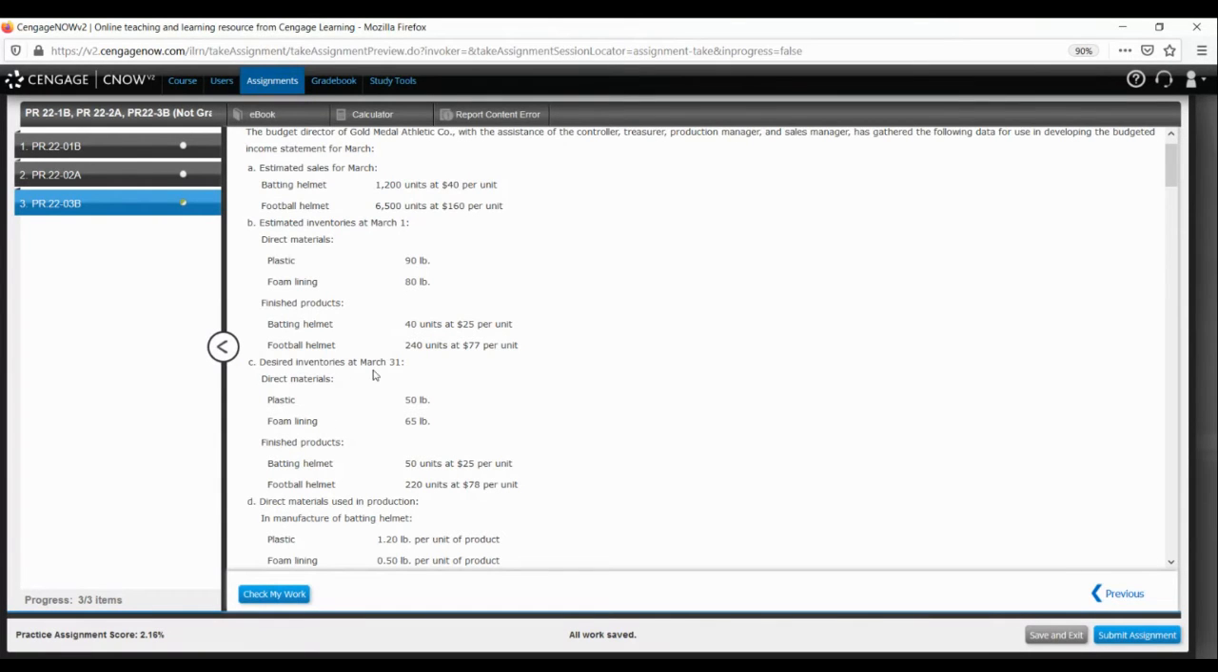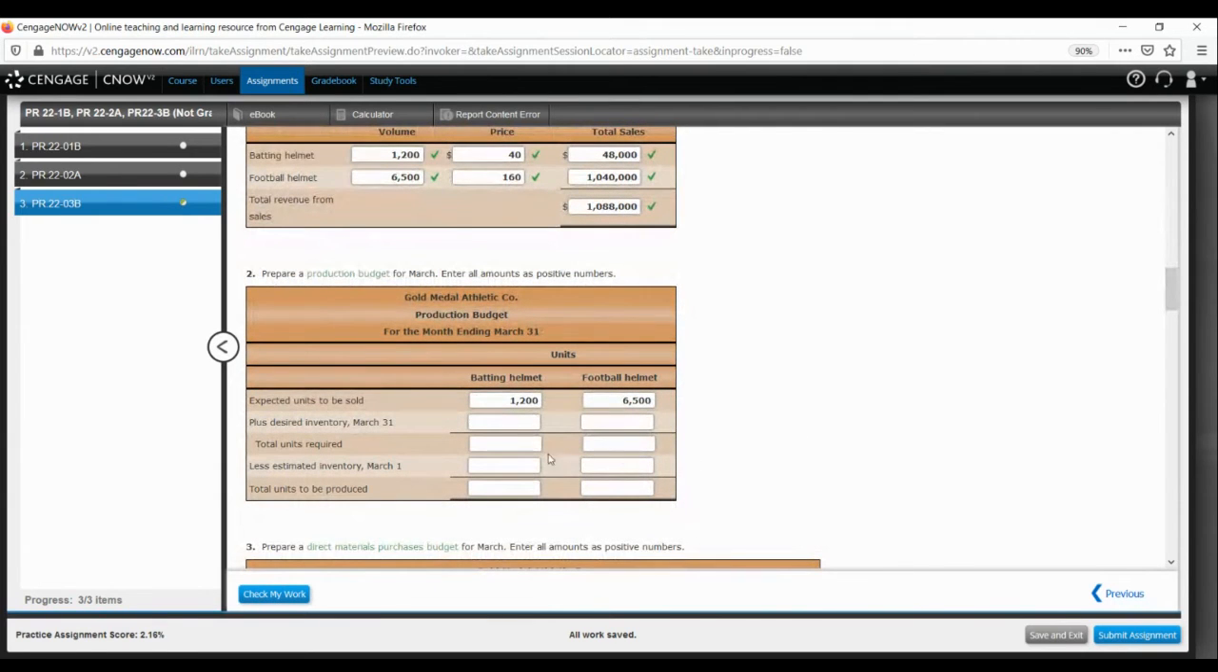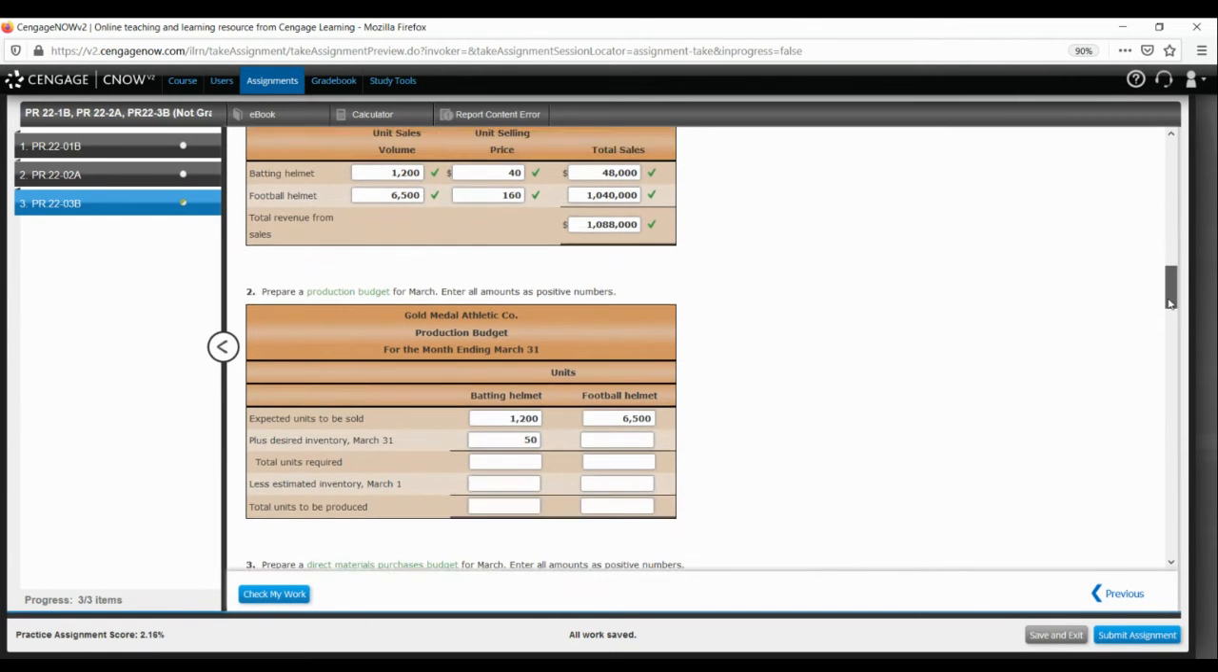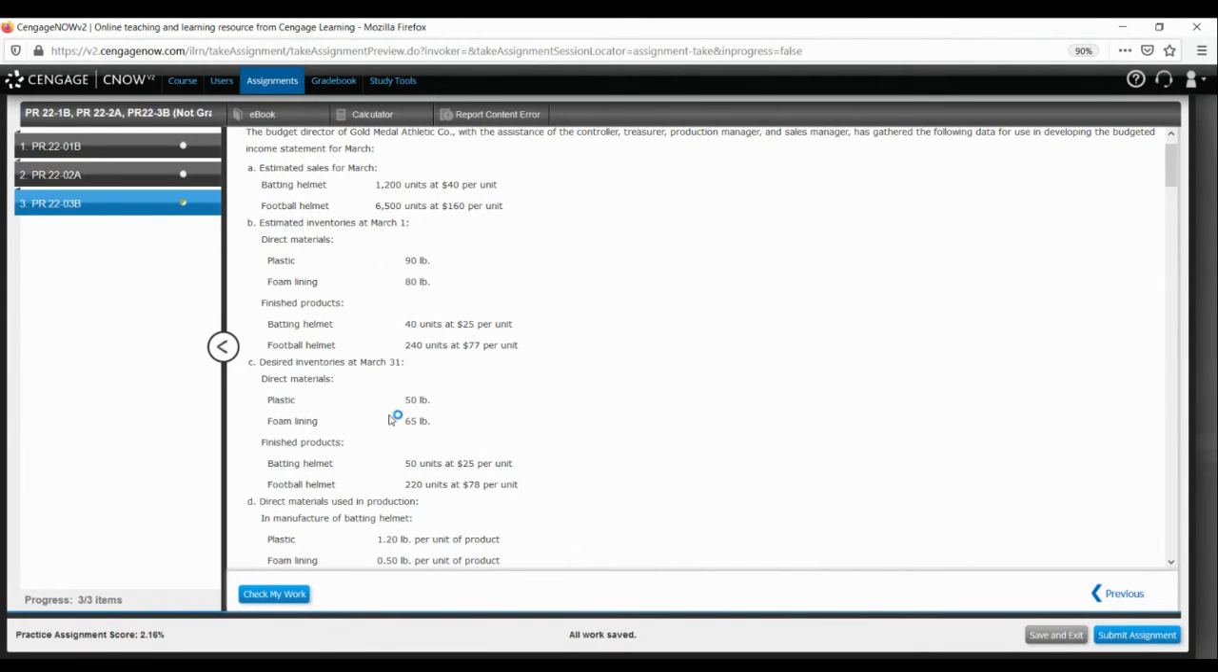So we're going to look at the desired inventories, which is in Part C, and we're going to pick up the finished product for the batting helmet, which is 50 units. Right now in the production budget, we're just concerned with the number of units and not a dollar amount here. This has to do with units that we're working with. So the desired ending inventory, of course, was given, and that comes from your additional information, and that additional information is in Part C.